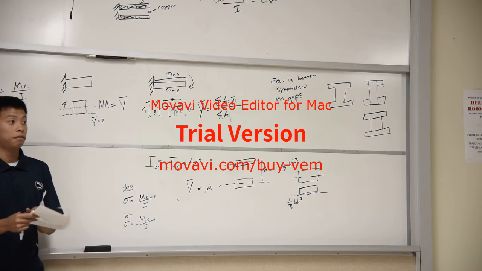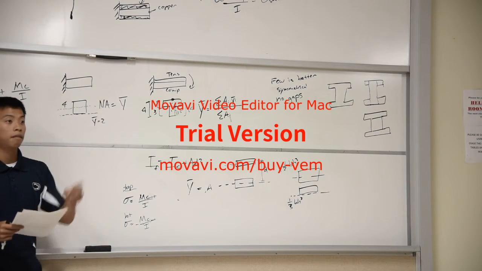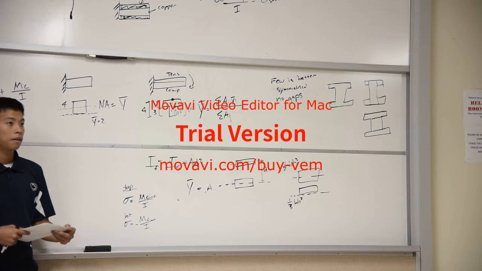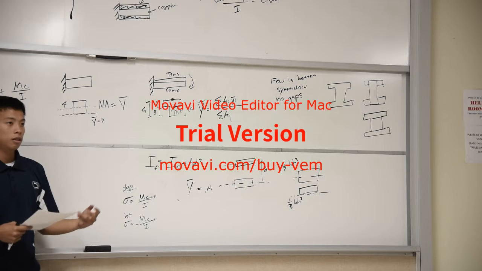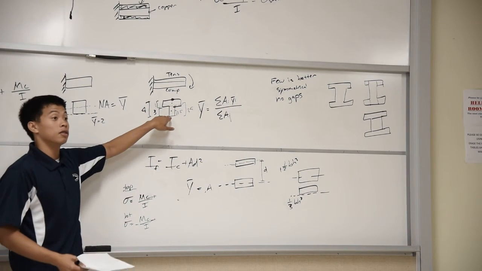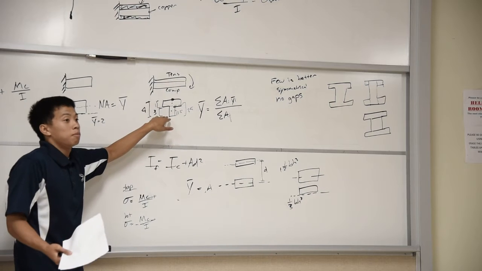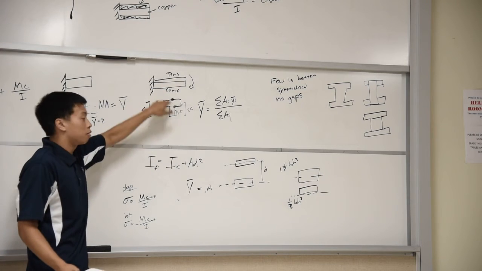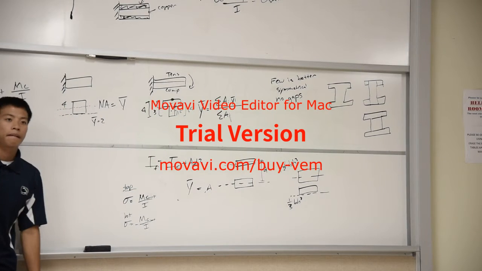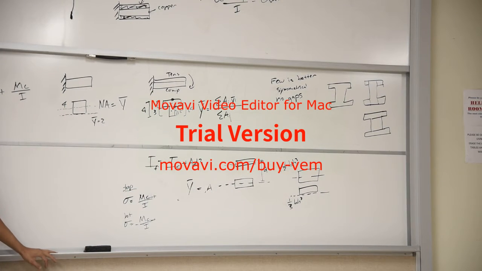Any questions on this stuff? So what you're saying, the C is just the Y bar? Yeah. So for the bottom, since we found Y bar relative to the bottom, the value of C is Y bar. If we had done it from the top, it would be the distance from the bottom minus the Y bar. Right? Any other questions?